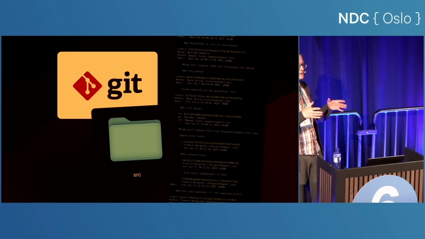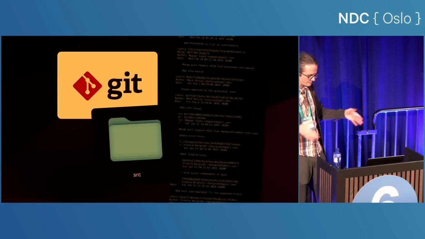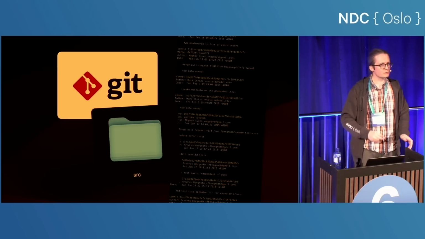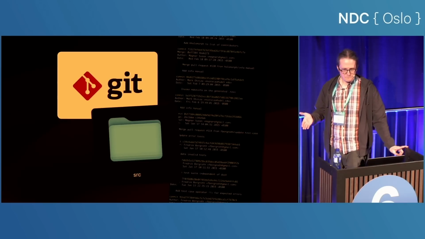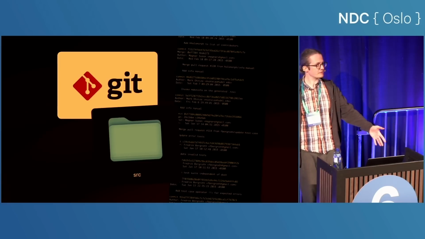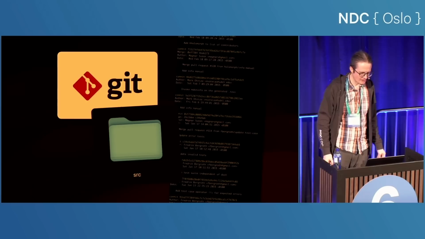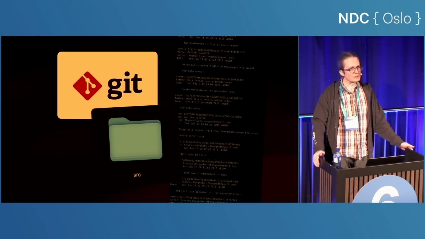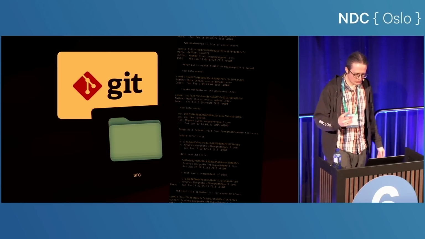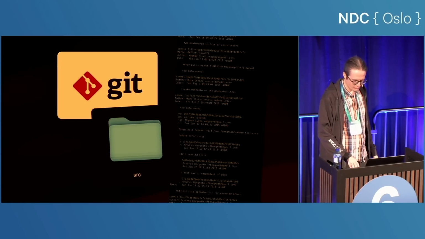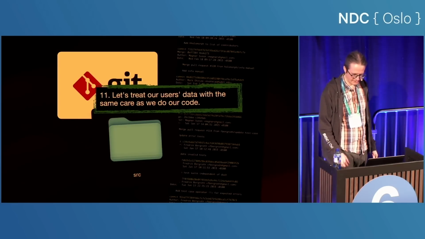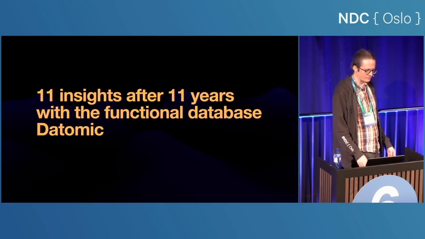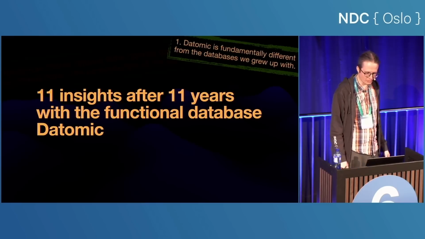Now, imagine if your sock drawer had increased in size 1,000,000-fold. You probably would not be concerned about, can it fit all my socks? You would probably be renting it outright, putting apartments in there and so on. So this is no longer a real limitation. So we can and we should have better tools for ourselves and for our users. And let's treat our users' data with the same care as we do our code. And those were 11 insights after 11 years with the functional database Datomic, and here they all are.